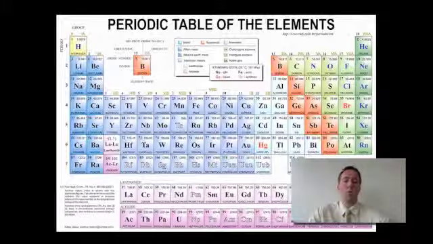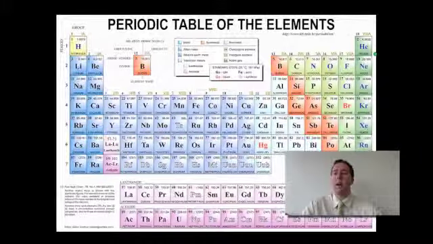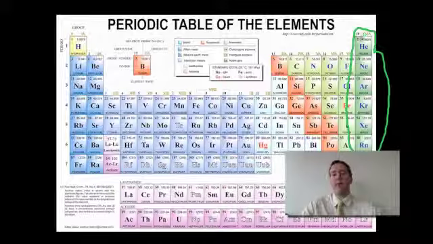If we go all the way over to the other side, helium, neon, argon, krypton, radon, these are called noble gases. And all of the elements in this group, they've all got a full outer shell. So helium's got 2 electrons and they are in its first shell. It's a full first shell. Neon's got 10, 2 in the first shell, 8 in the second shell. So it's really stable with 8 in the second shell.